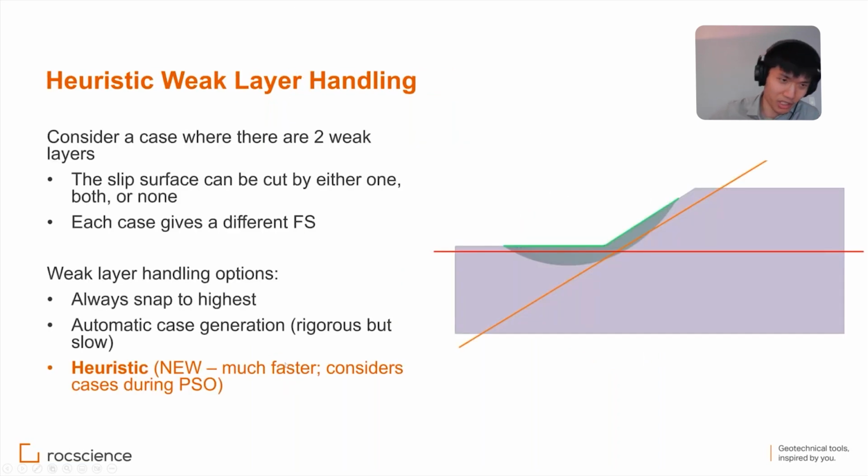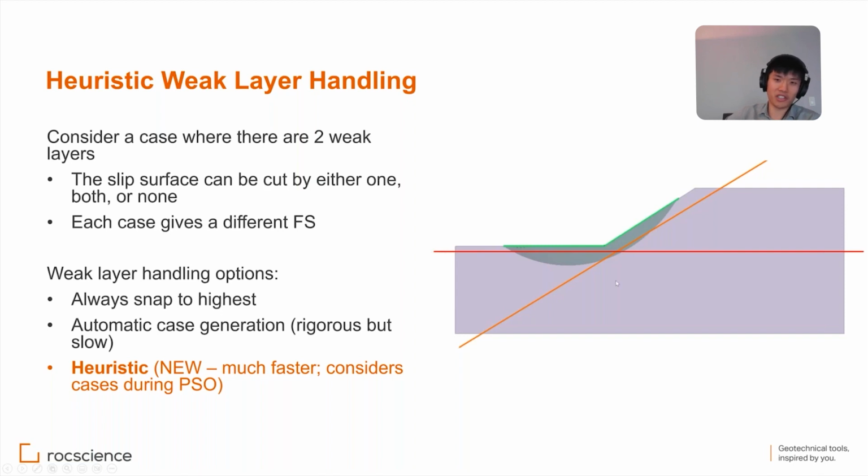And then the last thing I want to present here in terms of the theory is this new weak layer handling option. Just so everyone understands, let's consider a case where you have a slip surface and it touches two different weak layers, the red one here and the orange one. So the program can cut the slip surface to either of the weak layers or both, or none of them. And each case will give you a different factor of safety.